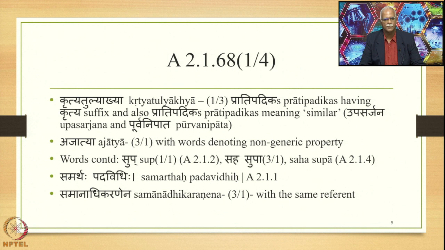Now, because this word is in the prathama vibhakti, the sutra prathama nirdishtam samasa upasarjanam will apply and assign the term upasarjana to these words, and then upasarjanam purvam will ensure the purva nipata occupying the initial position of the samasa. The second pada in the sutra is ajatya, which is instrumental singular, which means with the words denoting non-generic property. Ajatya, non-generic property. Generic property is jati and non-generic property is ajati. The word denoting non-generic property is ajati shabda. Now, the words continued are sup, sahasupa, and also samartha padavidhihi, and also samanadhikaranena in the instrumental case, meaning with the same referent.